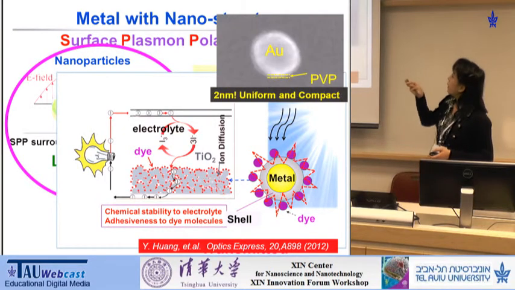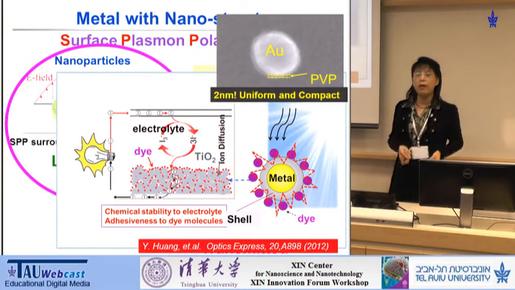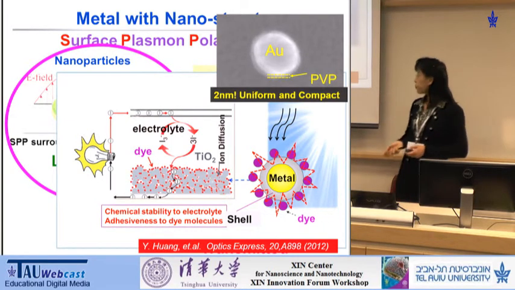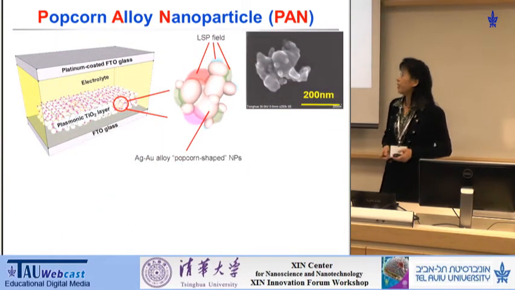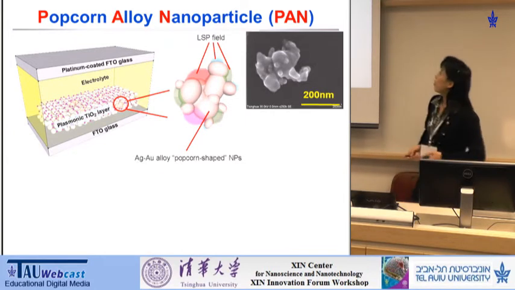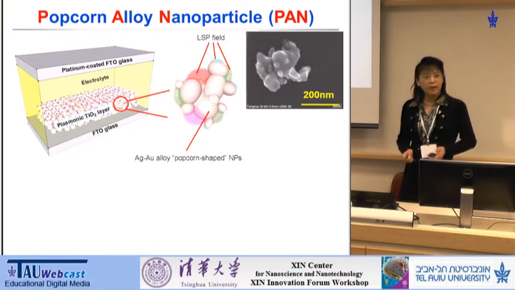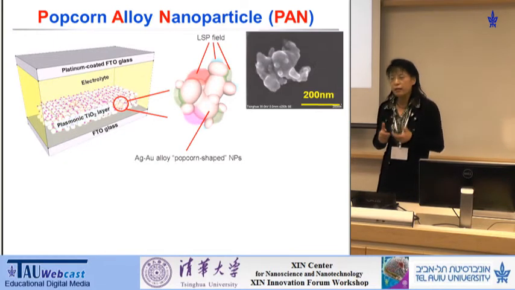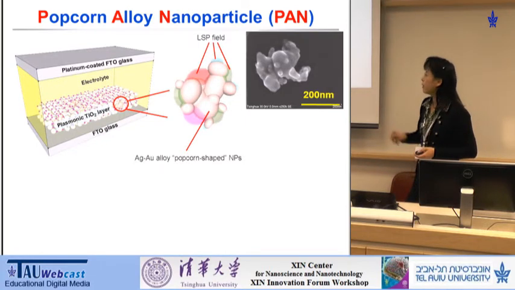This is a nanoparticle structure fabricated in our lab. You can see a very uniform and compact shell structure, very thin, as thin as 2 nanometers, is formed. Based on this structure, we proposed and fabricated a pomegranate-like alloy nanoparticle. The nickname is PAN, not panda, PAN. This kind of structure has a lot of very fine structure, so it has characteristics for broadband light trapping.